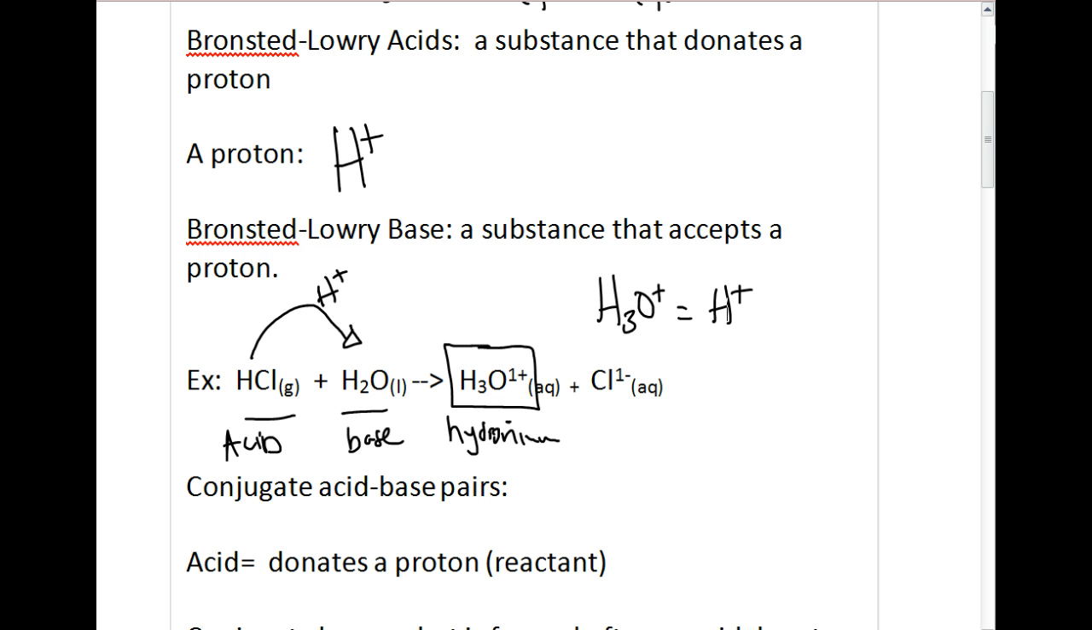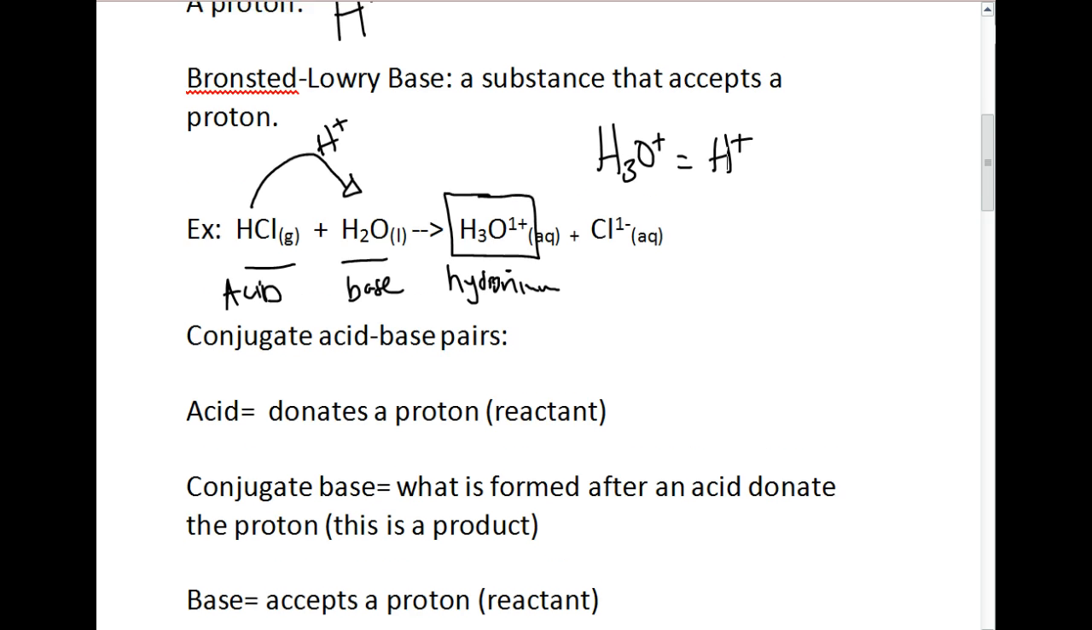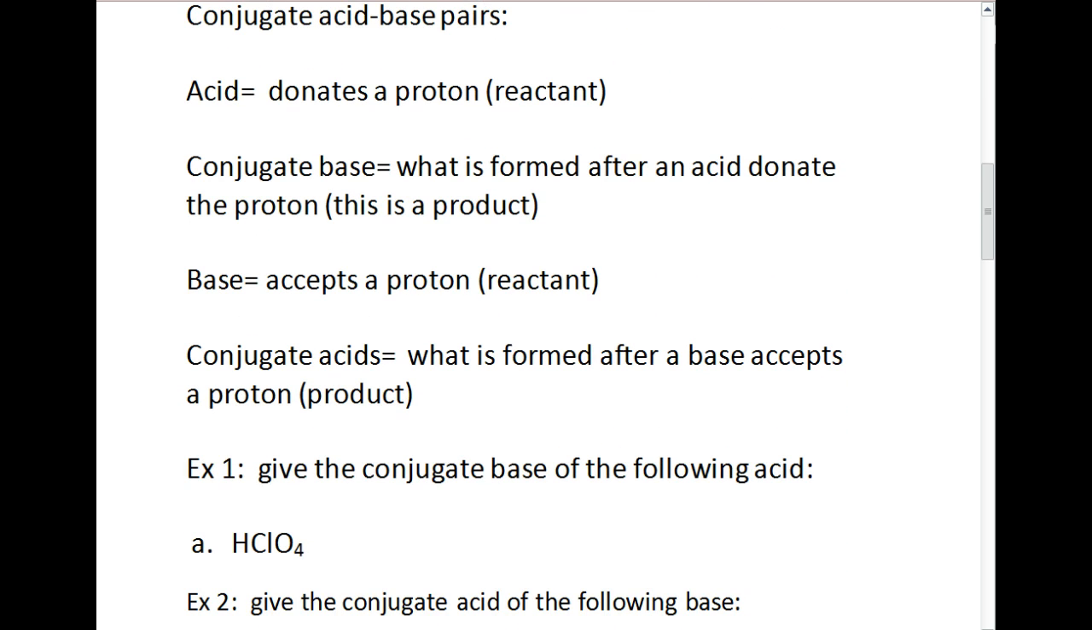The next thing we're going to talk about is what a conjugate acid and a conjugate base is. Now, as we just mentioned, we said that a Bronsted-Lowry acid is anybody that donates a proton. And these guys are going to be reactants. And the conjugate base is going to be what is formed after an acid donates its proton. This is the product, kind of what's left over at the end after the hydrogen is gone. The base, again a reactant, is going to be whoever accepts the proton. And the conjugate acid is going to be what's formed after the base accepts the proton.